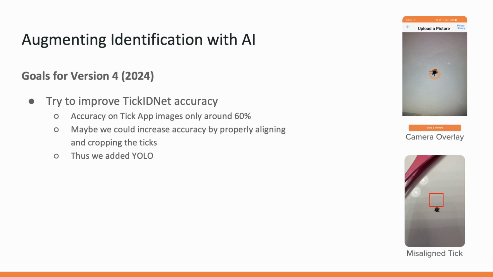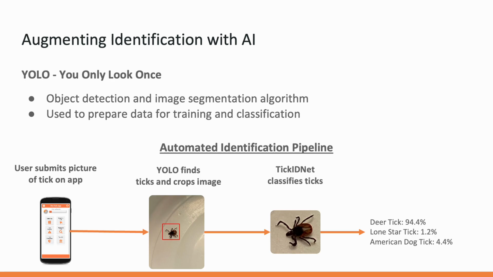But whether due to the tick crawling around or the amount of precision needed to place a tick within that little circle, the cropped images were often missing the tick in an otherwise acceptable tick picture, like the screenshot on the right. So we looked around for smarter algorithms and found YOLO. YOLO is an acronym for You Only Look Once. It is a machine learning model that specializes in object detection and image segmentation. It is often used to pre-process images for training other models and prepare images for classification.